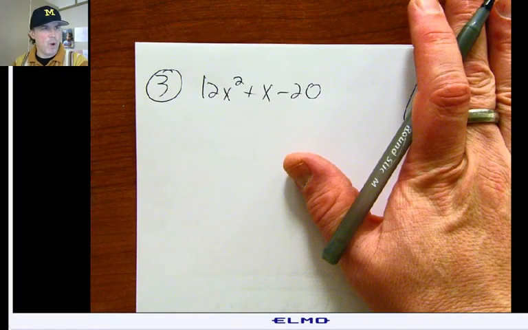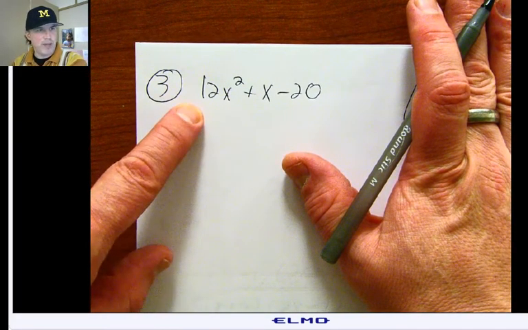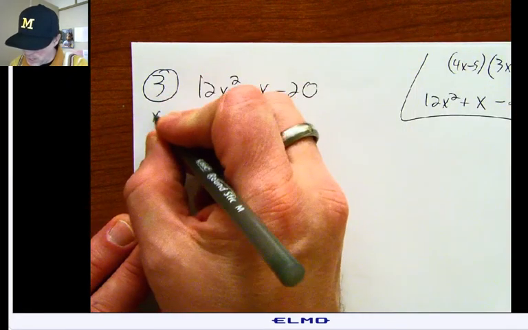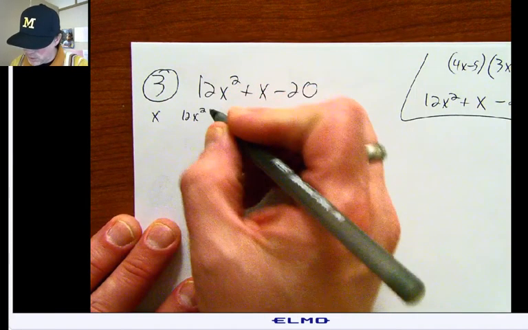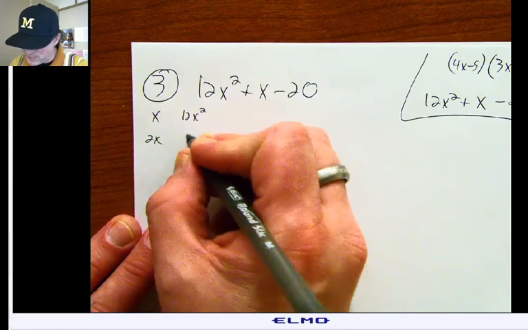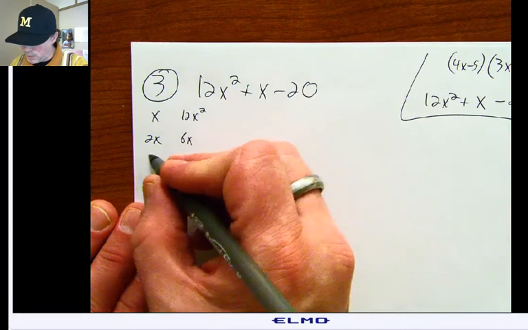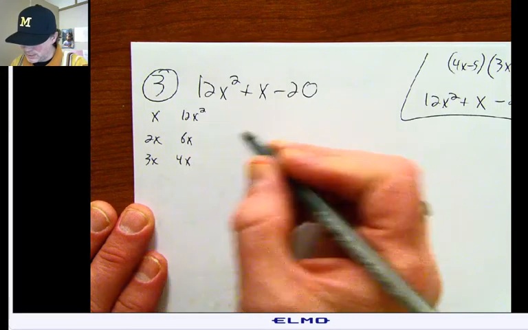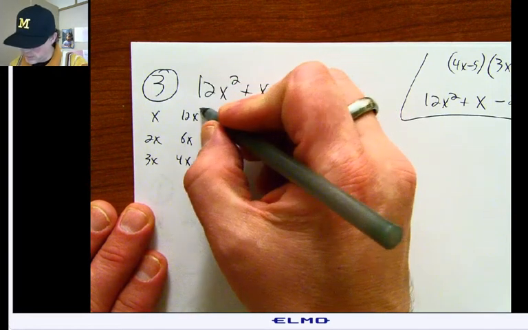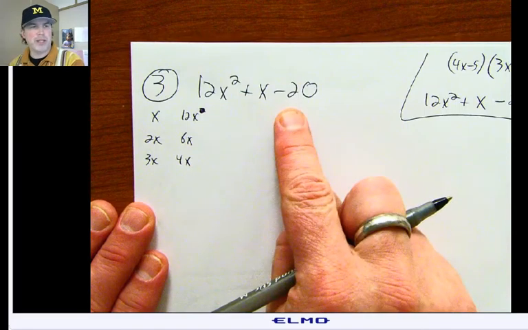Okay, what multiplies to 12x squared? Well, it could be x and 12x. It could be 2x and 6x. It could be 3x and 4x. Sorry about that. All right, what about multiplying to negative 20?